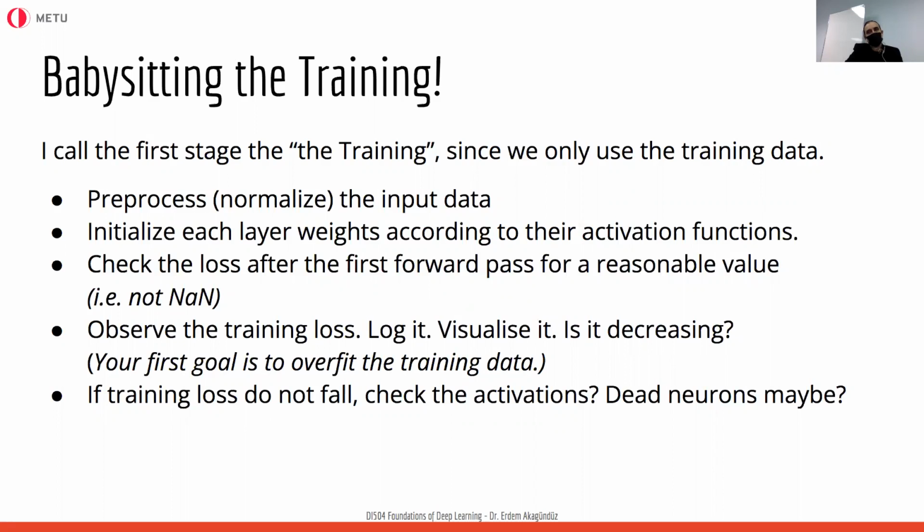I call babysitting the training the first phase of training because at this stage we only use the training data. We preprocess the input data just like you've seen, and we initialize the weights of each layer. Then we first check the loss of the first mini batch. It needs to be a reasonable value. Sometimes you will see that it becomes not a number, like infinity. If that loss is infinity, you are doing something wrong with the initialization, or in other words, you are putting the blind guy in a bad spot. The blind guy will not be able to feel the slope if the loss is not reasonable.